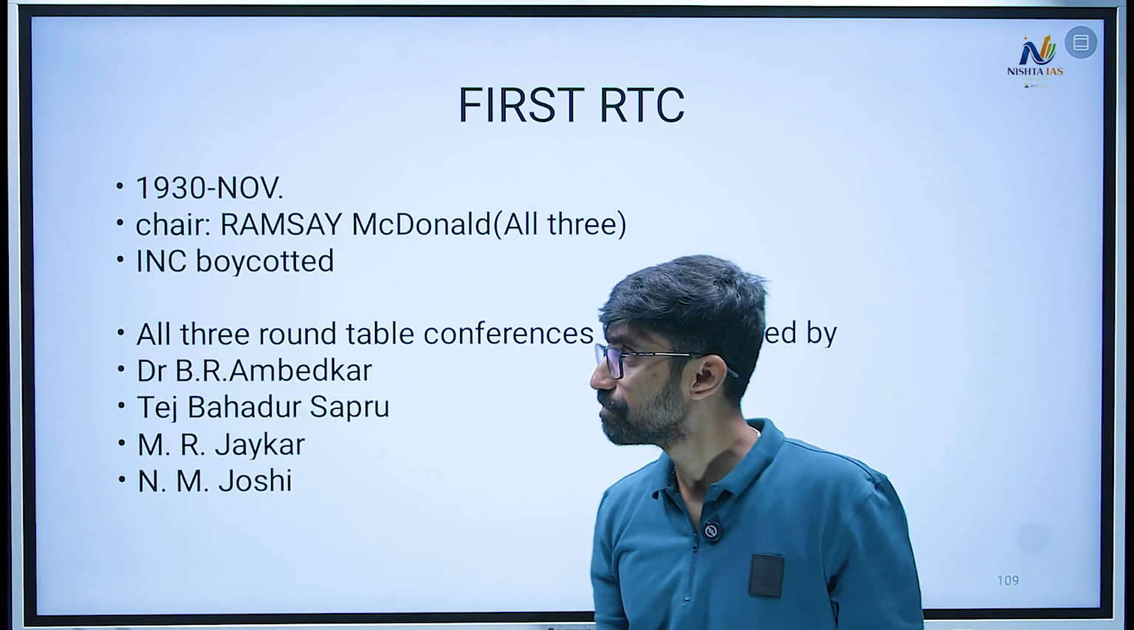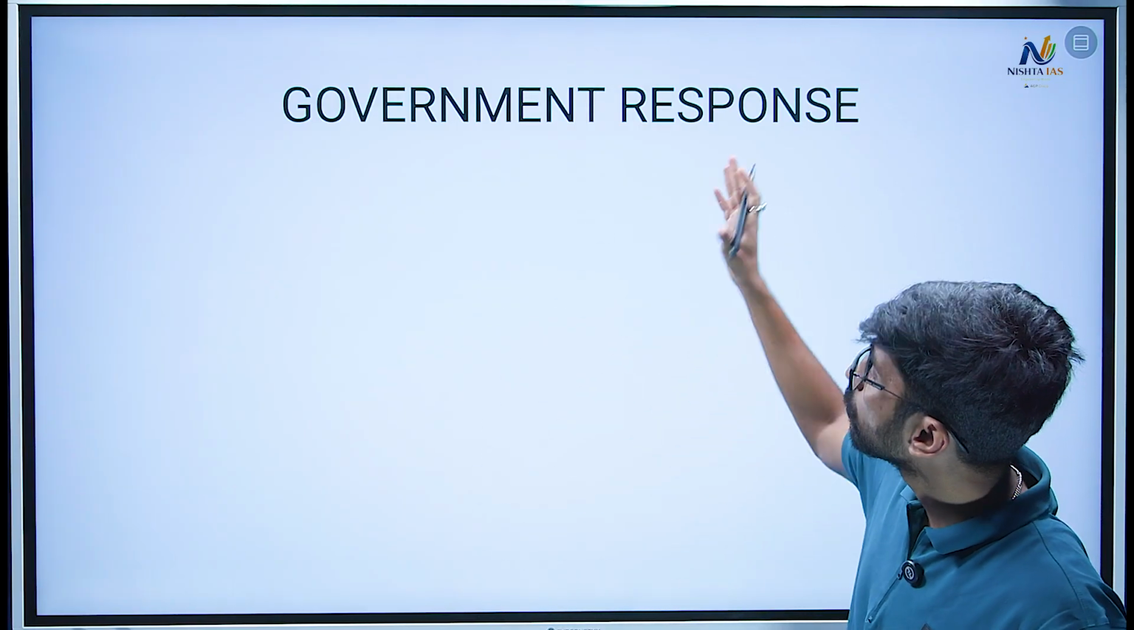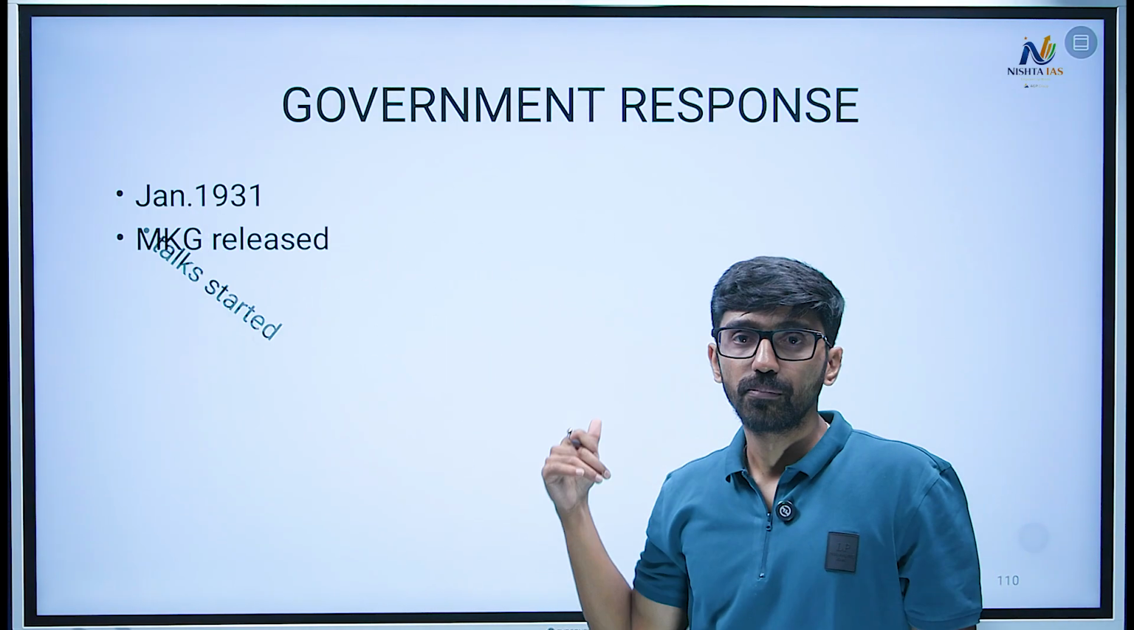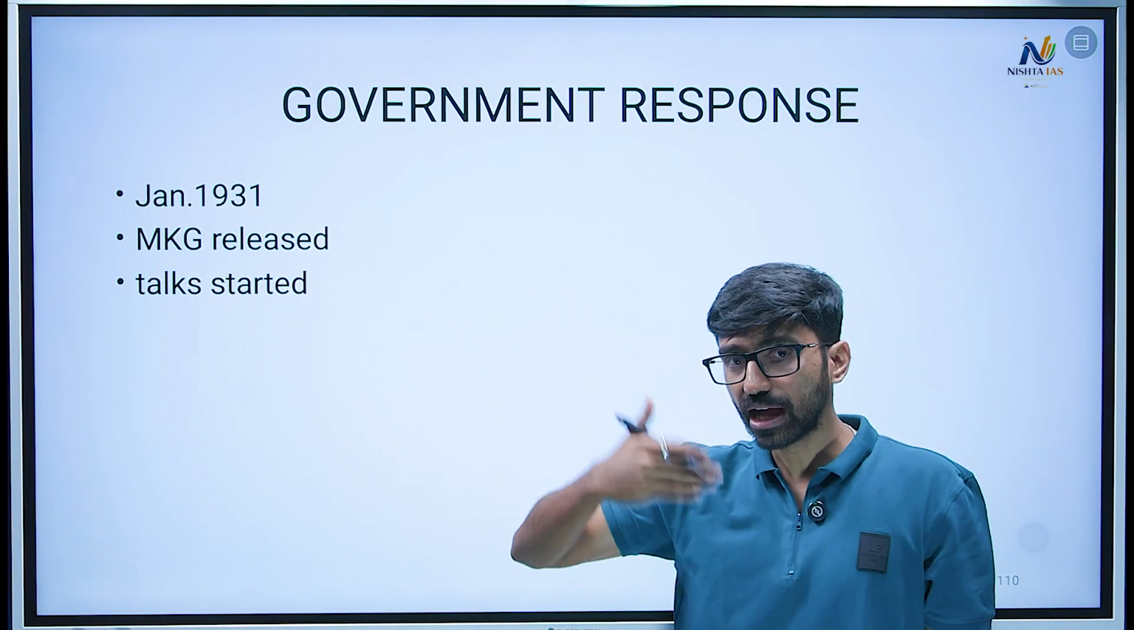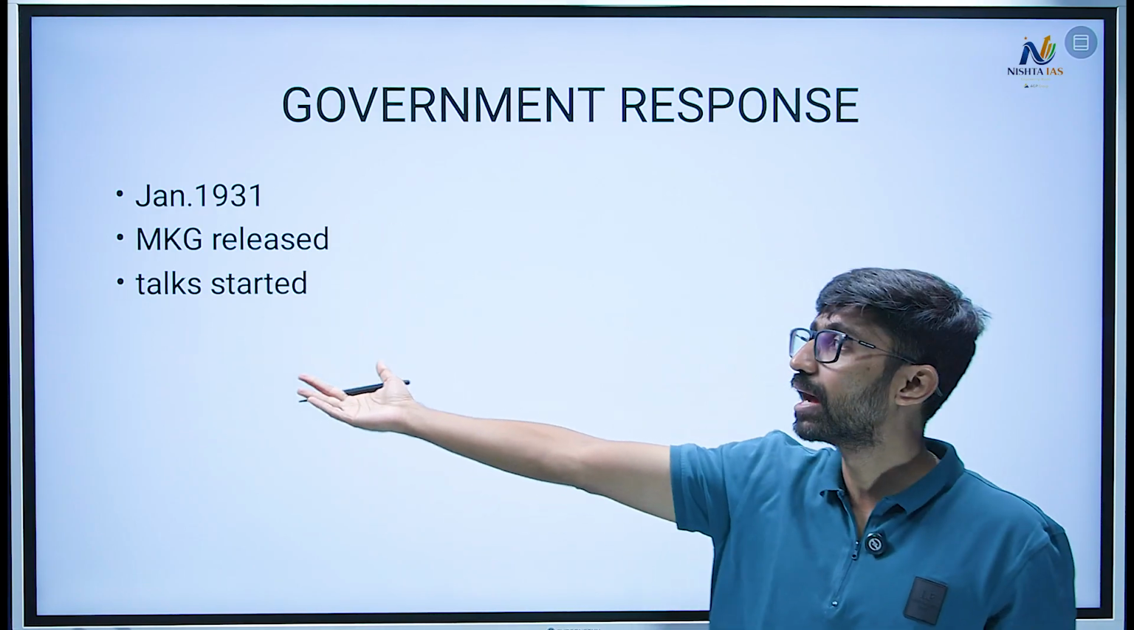Princely states also you can add it. Okay, and then again, what is the government response? In January 1931, Mahatma Gandhi was released. Talks started between Gandhi and Irwin. That is what led to the Gandhi-Irwin Pact.